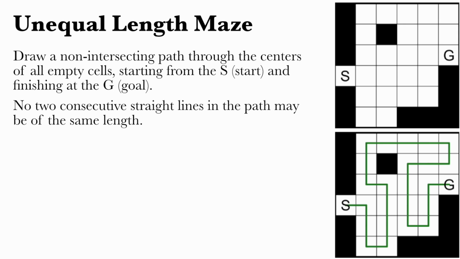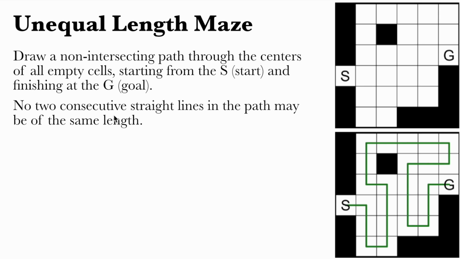Unequal length maze is a line drawing puzzle. We will draw a non-intersecting path through the centers of all empty cells, starting from the S, start, and finishing at the G, goal. So it's a little bit like the simple loop rules that we know that are used in many other puzzle genres, but instead of a loop, it's a single path that will go through every cell in the grid, as you can see, and the endpoints are the S and G. The fact that there's a start and end isn't really significant in this genre. They could be reversed. Those are just the endpoints of the maze.